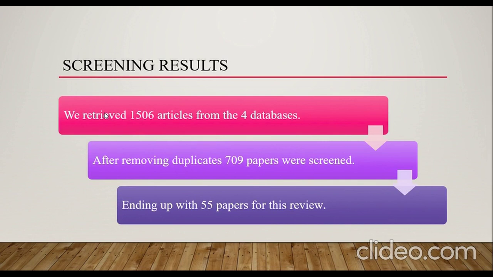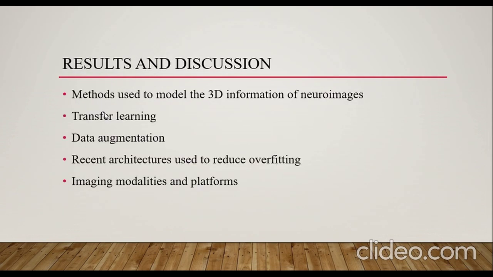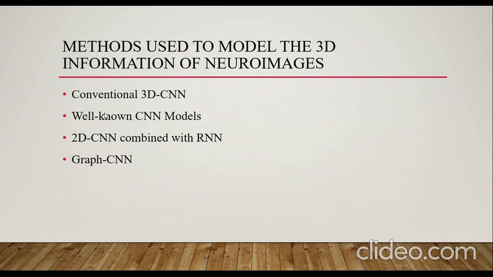From the four databases, we retrieved 1,506 articles. After removing duplicates, we had 709 papers. Applying our inclusion-exclusion criteria, we were left with 55 papers. So now let's get into the results of our systematic review.